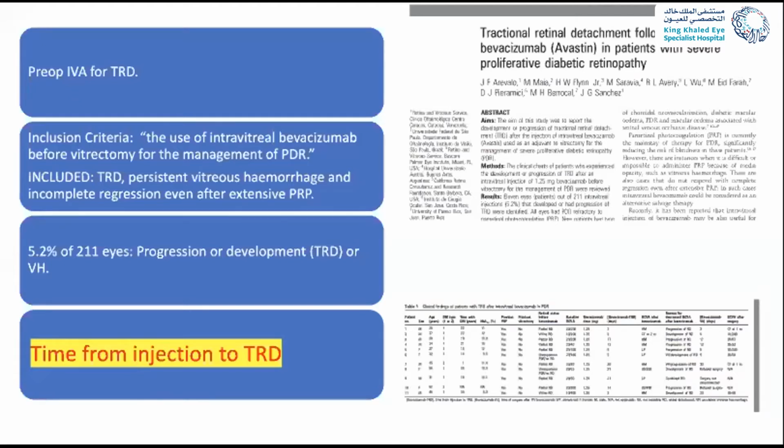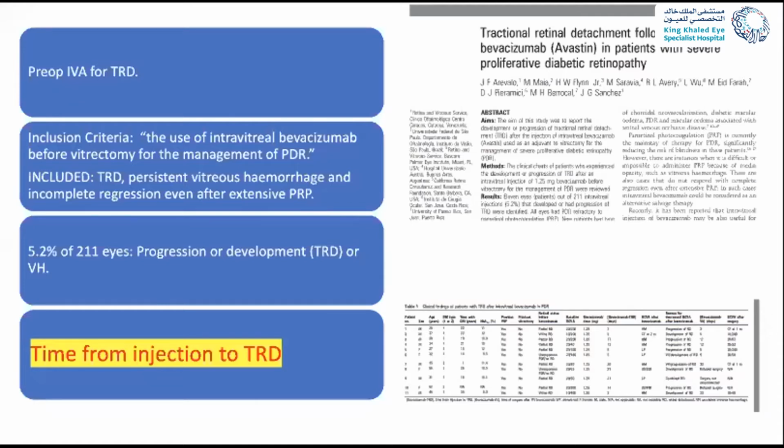So the first investigators to document these findings back in 2008 were a group led by Arevalo and collaborators, and they studied the rates of tractional retinal detachments after intravitreal Avastin was administered. So let's keep in mind that these were patients that were scheduled for vitrectomy because of proliferative diabetic retinopathy or proliferative tractional retinal detachments or vitreous hemorrhage. So their inclusion criteria was that they used intravitreal bevacizumab before vitrectomy for management of proliferative diabetic retinopathy.